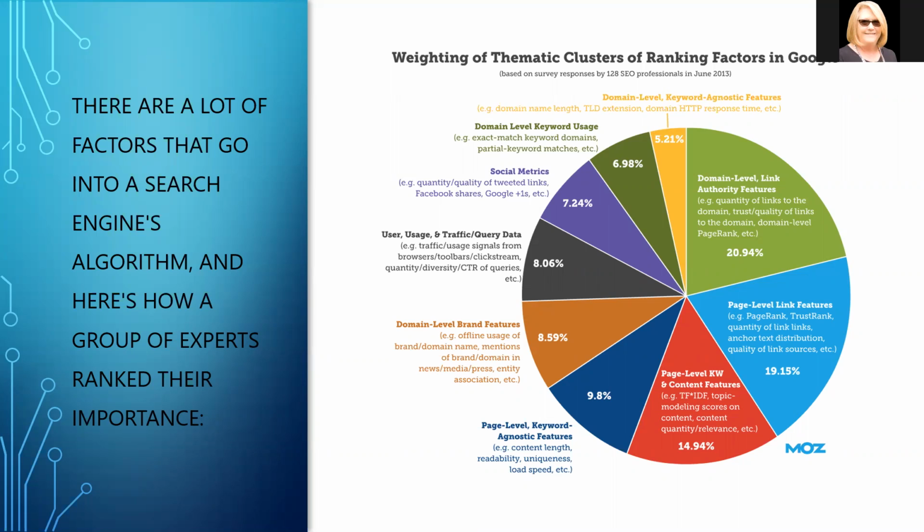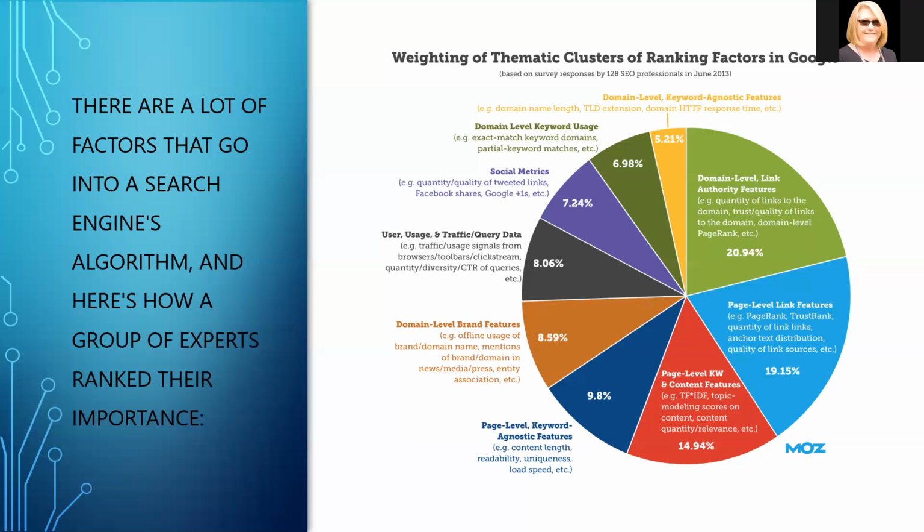And again, I can send you this so that you have this. You don't have to actually physically take notes. But if you look at the domain level, 20.94%, the biggest part of the pie, is at the domain level. So the quantity of links to the domain, trust, we'll get into trust at another time, trust links, quality of links to the domain level page ranks. So that's all about how the search engine has crawled you and indexed your website.